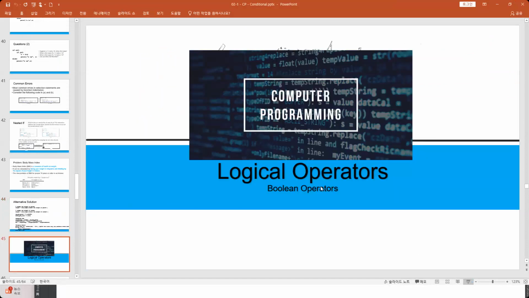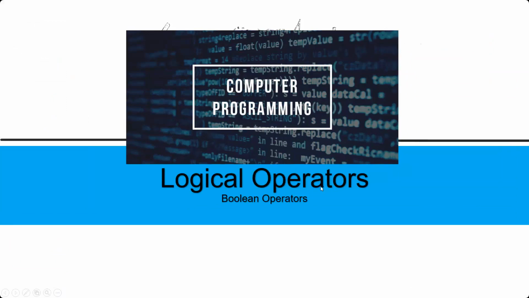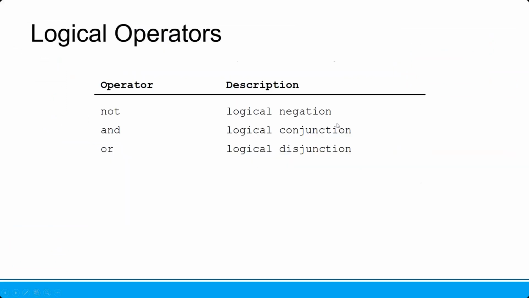Okay. So in Python, there are some logical operators. Now we call these the Boolean operators. There are three logical operators. First is not, which is negation, and, which is conjunction, and OR, which is disjunction.